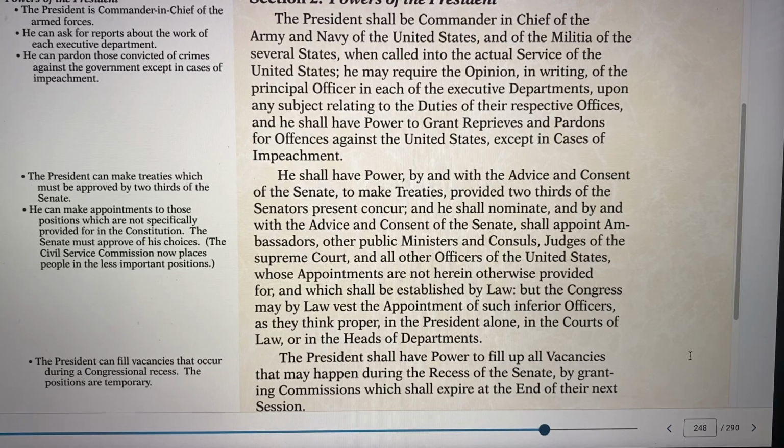The president can make treaties, which must be approved by 2/3 of the Senate. If they make a treaty, the Senate has to approve them, 2/3. He can make appointments to those positions which are not specifically provided for in the Constitution.